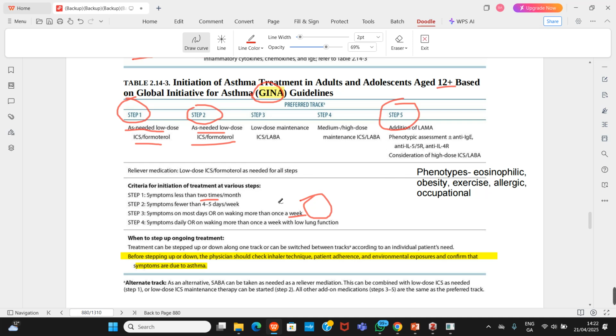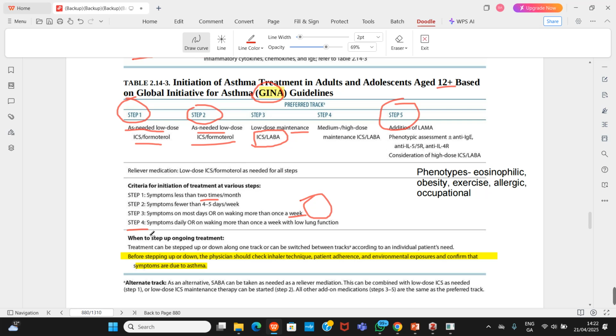What are you doing in step 3? You are giving daily low dose maintenance with LABA. So I'm giving low dose ICS with LABA. Low dose daily, that's what they call maintenance. So what's the difference between step 3 and step 4? Step 3 is the same thing as step 4. The only difference is that when you now do PFT of the person in step 3, it is very bad. So the person has a low lung function, and you want to step up to step 4.